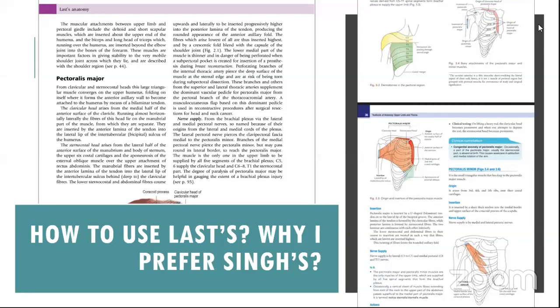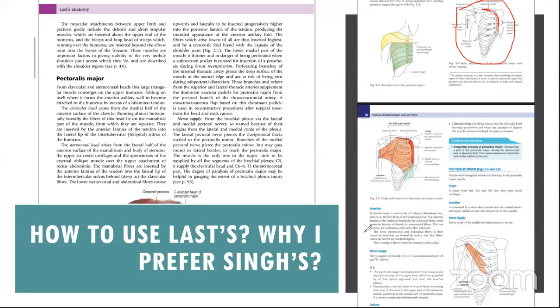All right. So if you look on our right over here, you'd see this good book, Snell's. Now, we can see that when it is describing the origin of the Pec Major, which is up here, it is literally showing you where everything is along with the text at the same time, right? So it's like a bridge between the Netter's and the Last, because it has the detail of the anatomical structures plus the pictures incorporated into the book.